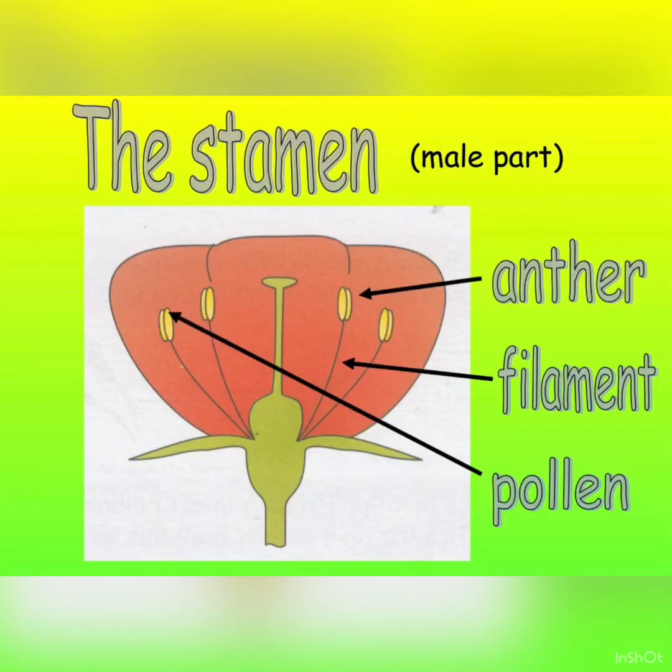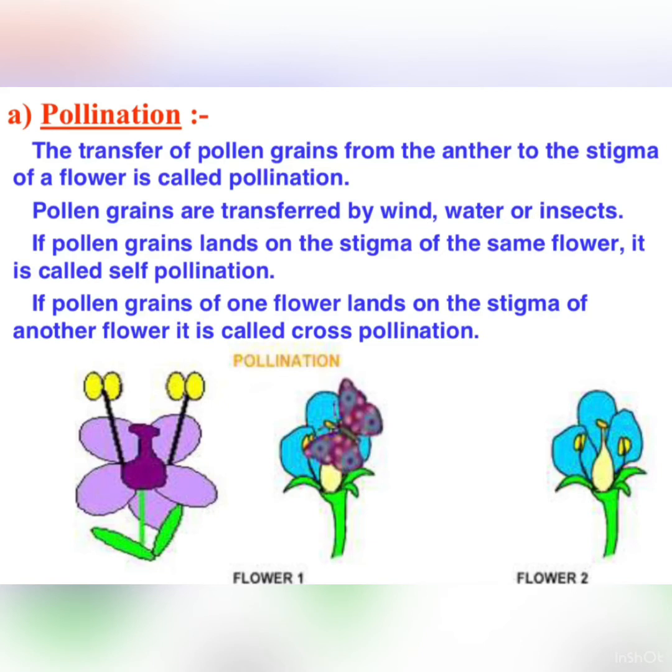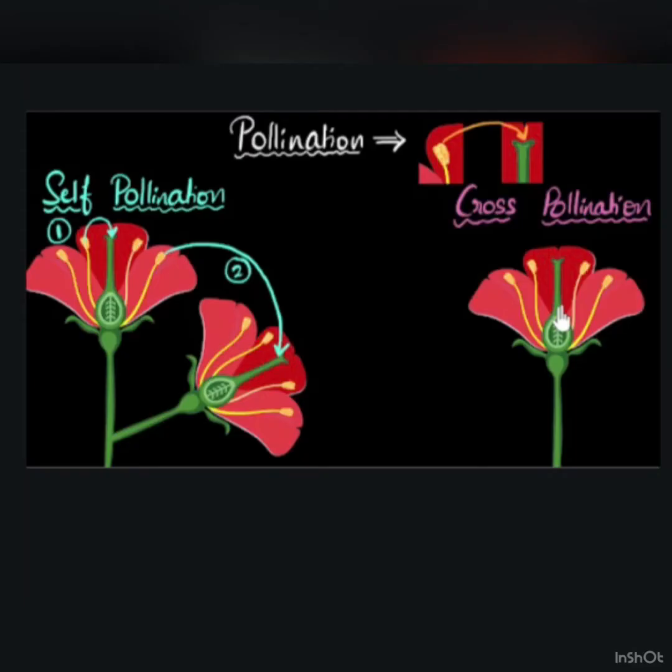The stamen has two parts, the anther and the filament, and the anther contains a powder-like substance known as pollen. The carpel has three parts: stigma, style, and ovary. Pollen grains, which are present in the anther of a flower, are transferred from the anther to the stigma by water, air, and insects, and this process is known as pollination. The process of transfer of pollen grains from anther to the stigma is known as pollination.